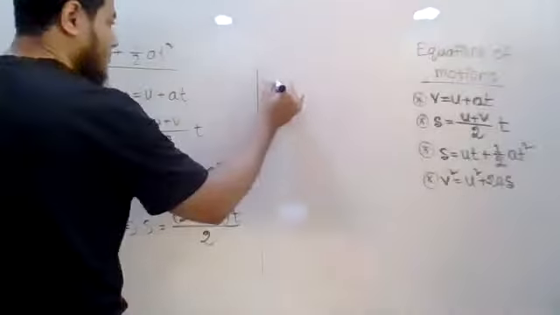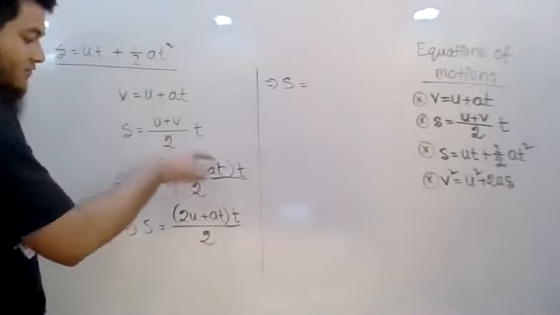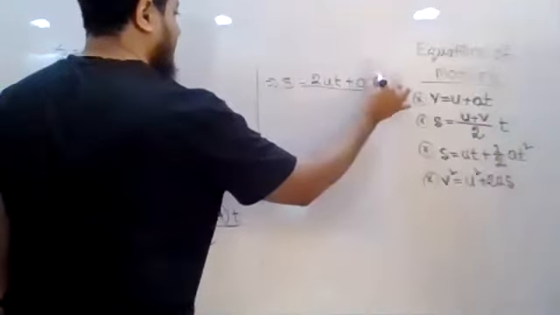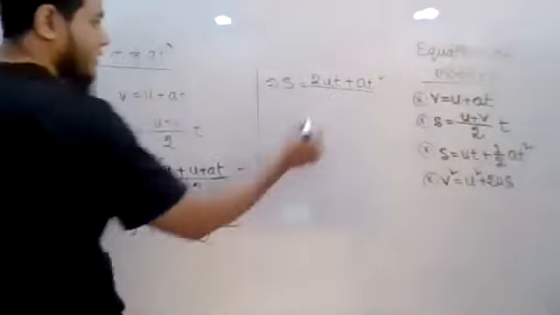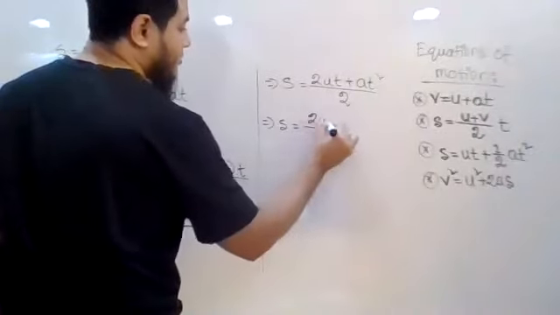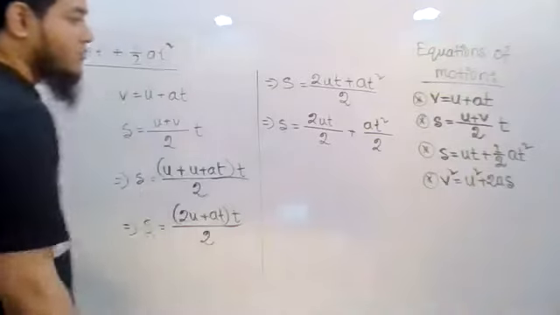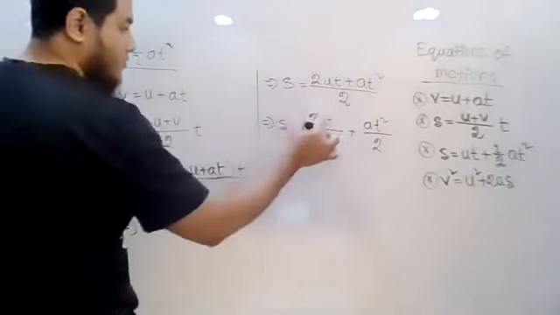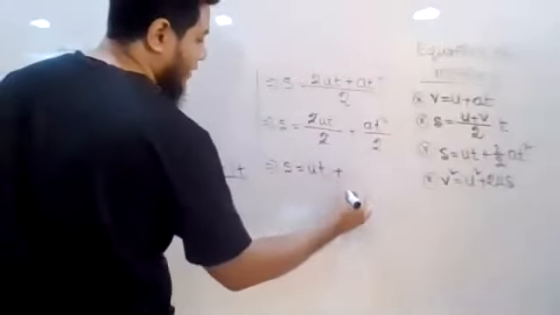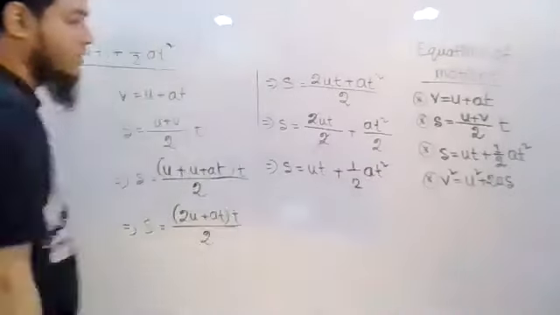Let us continue. s is equal to, if I multiply this t, if I lift up the bracket, then what will happen? It will be 2ut plus at square, into t it becomes t square, divided by 2. Now s will be equal to, I can break it up, 2ut divided by 2 plus at square divided by 2. The 2s cancel each other, so s will become equal to ut plus at square by 2. This one can be written as half at square.